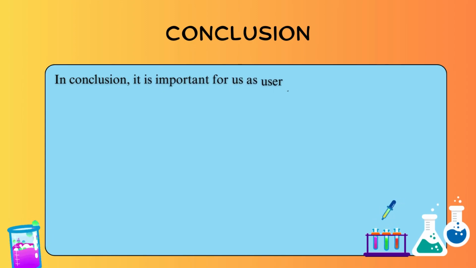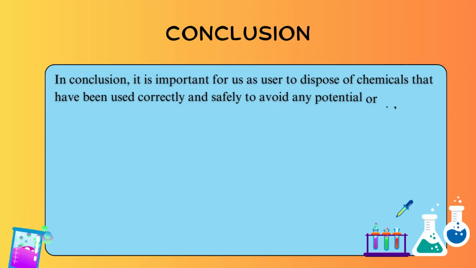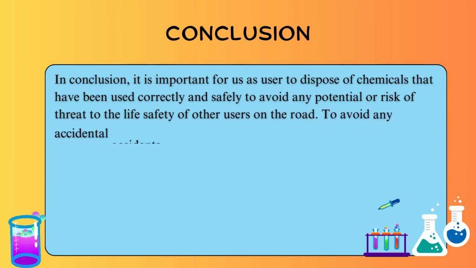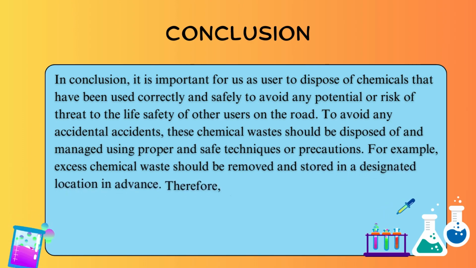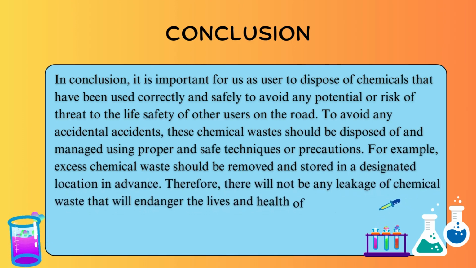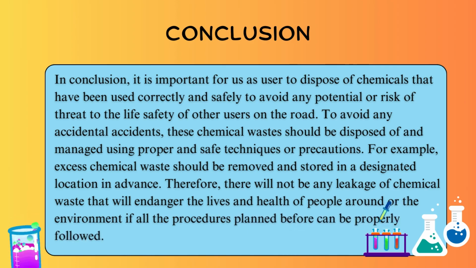In conclusion, it is important for us as users to dispose of chemicals that have been used correctly and safely to avoid any potential risk of threat to the life safety of other users on the road. To avoid any accidents, these chemical wastes should be disposed of and managed using proper and safe techniques or precautions. For example, excess chemical waste should be removed and stored in a designated location in advance. Therefore, there will not be any leakage of chemical waste that will endanger the lives and health of people around or the environment if all the procedures planned before can be properly followed.